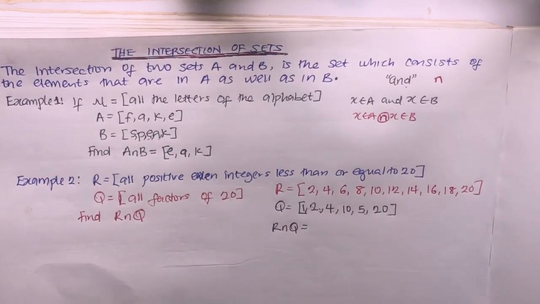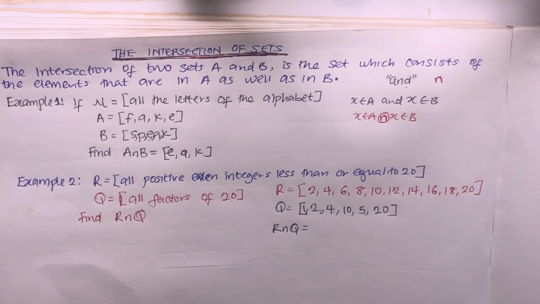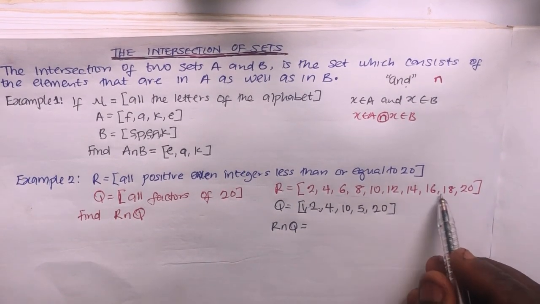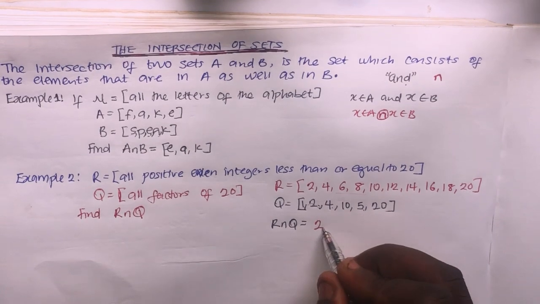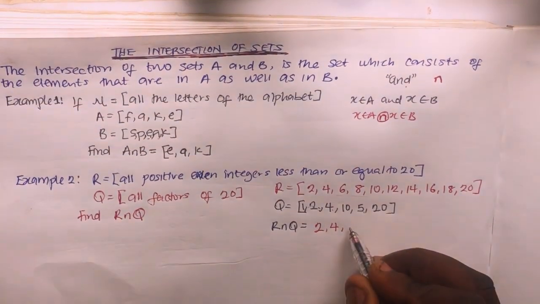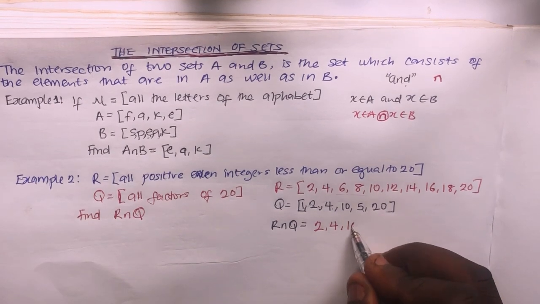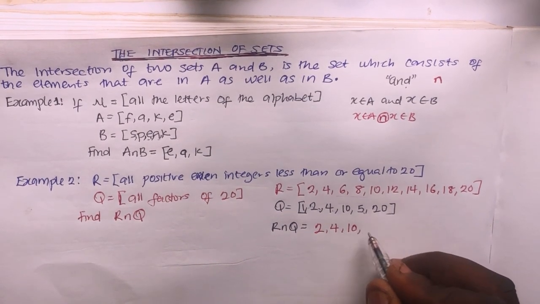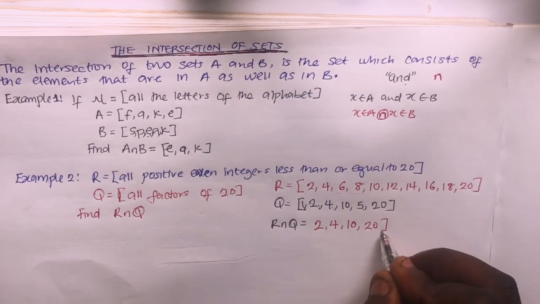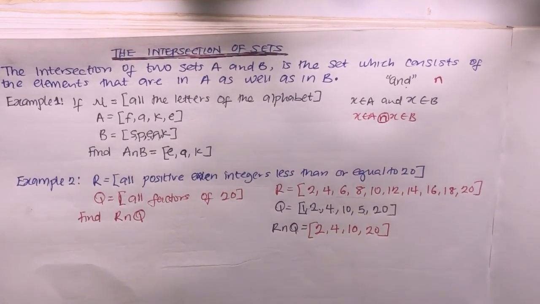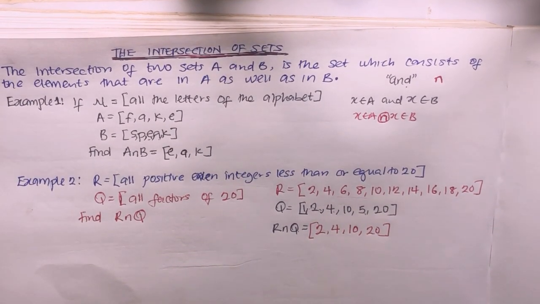So the question now says find R intersection Q. R intersection Q means elements that are in R and also in Q. Looking at this, elements in R and also in Q, we have 2, we have 4, we have 10. Do you have 10? Yes. Do you have 5 in R? No. We have 20. So these are R intersection Q. Very simple.